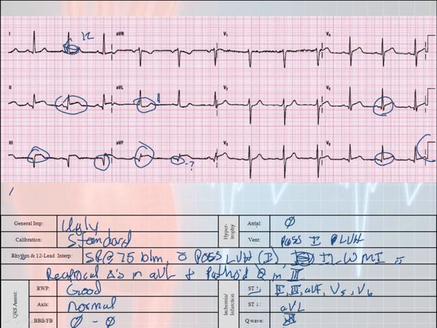I want to write down every single thing that I see, so that if somebody says, well, it says here that there's possible LVH in lead 1, how do you determine LVH in lead 1? Well, I can tell you that. I can tell you everything I need to know about what I saw in that 12 lead just by writing down this interpretation.